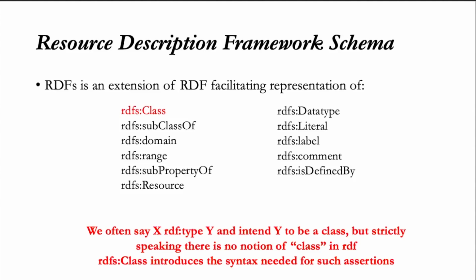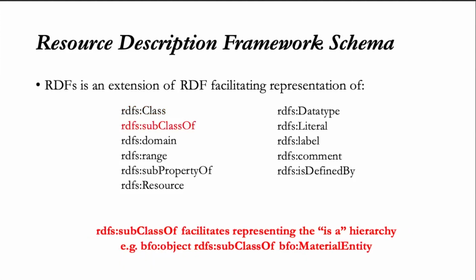So what is a class? We often say that X is a type of Y and intend Y to be a class. Strictly speaking, in RDF there is no such thing as class. RDFS class introduces a syntax needed for such an assertion. It's exactly what you think: repeatable things are classes, instances are not. Also, we want to relate classes to other classes. Subclass facilitates this, and it is a hierarchy. For example, BFO object is a subclass of BFO material entity.